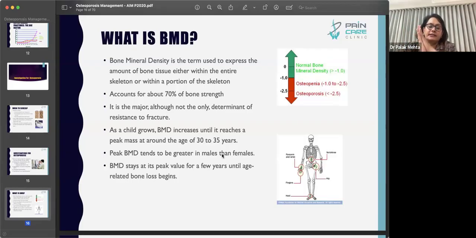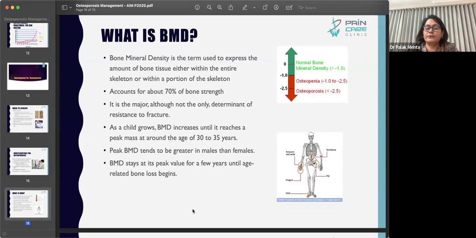Bone mineral density accounts for 70% of bone strength. It is the major, although not the only, determinant of resistance to fracture. As a child grows, the BMD increases until it reaches a peak mass, around the age of 30 to 35 years. After that, the peak BMD tends to be greater in males than in females, and BMD stays at its peak value for a few years until age-related bone loss starts. Next slide.